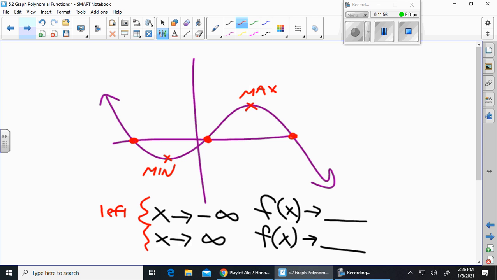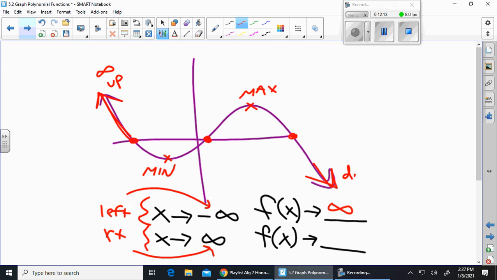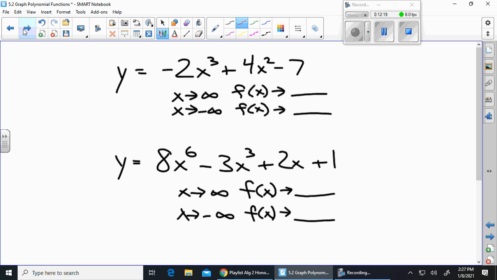End behavior. This is left, negative infinity. This is right, positive infinity. Where is your arrow to the left going? It's going up. Up is infinity. Where is your arrow to the right going? It's going down. Down is negative infinity. You should be able to do it. But just realize, again, you don't need a picture. If you're using a picture, you're cheating. I should be able to look at these equations and know where they're going.